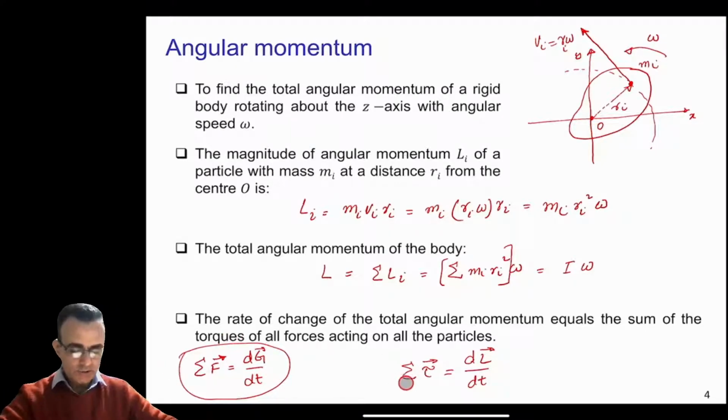Now you can define this: the rate of change of the total angular momentum equals the sum of the torques of all the forces acting on all the particles, which is this term here. So the summation of all the torques is equal to dl by dt, which is Newton's second law.